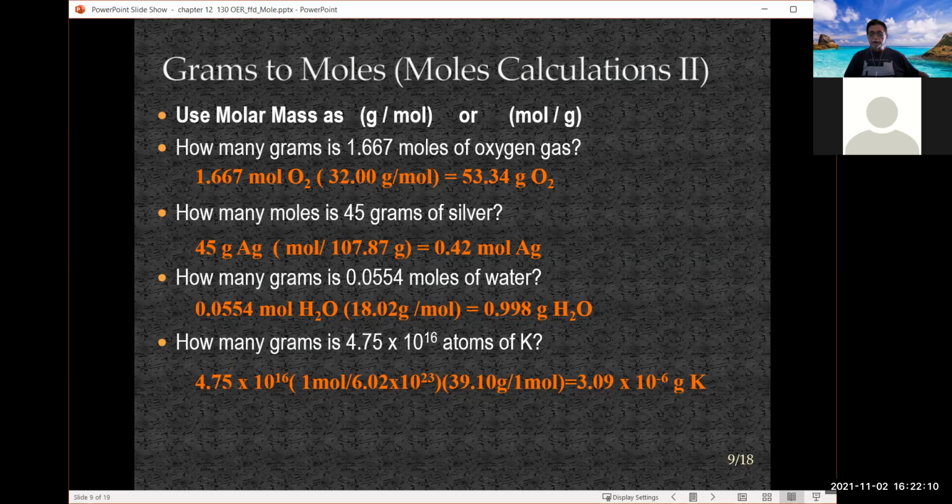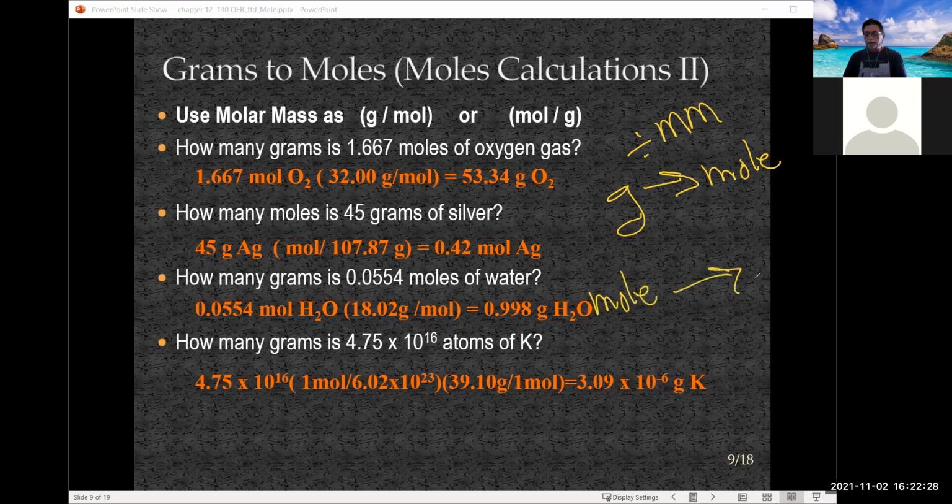The takeaway here is this: if I'm given grams and I need to go to moles, I divide by the molar mass, right? And if I have moles and I need to go to grams, guess what? I multiply by the molar mass, okay? And that is basically what we did here. Here, for example, the water.